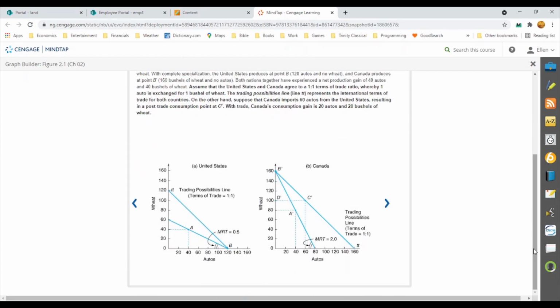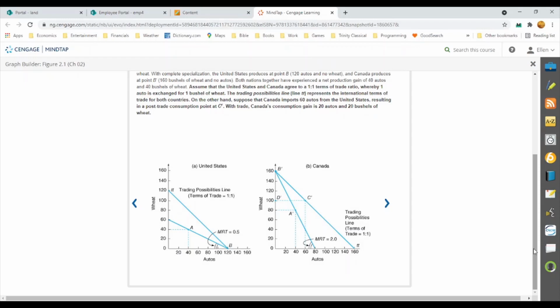All right, so what we can say is that with the US's production possibility frontier, an automobile costs them half a bushel of wheat, and to Canada it costs 2 wheats, right? So there's like a range there where if the US was willing to sell an automobile to Canada, they're not going to do it for less than half a wheat because that's what it costs them.